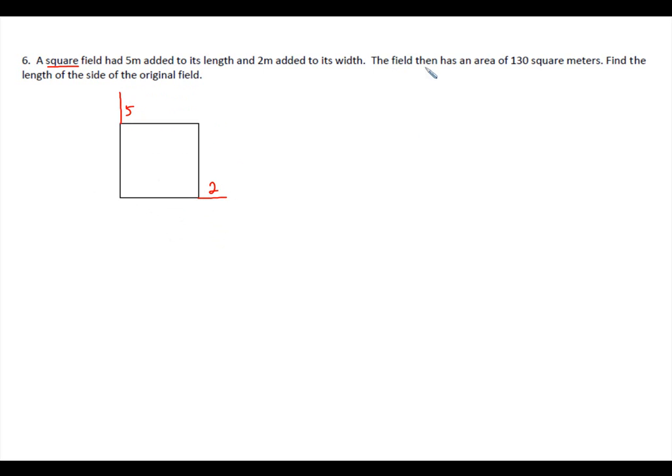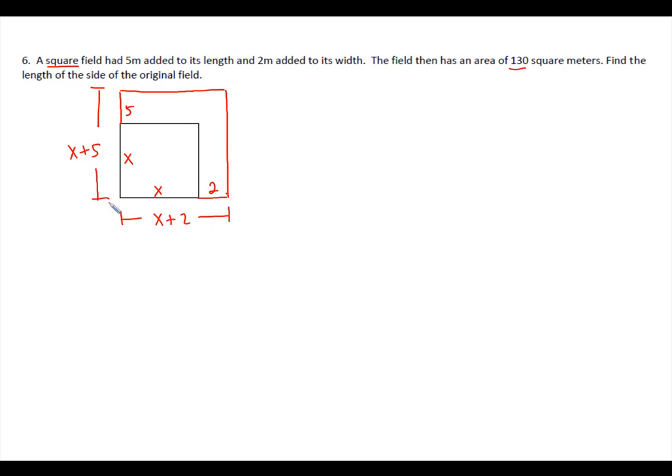The field then has an area of 130. Find the length of the side of the original field. Right, so we're trying to find the length of this original field here. Now remember, it's a square, so all these sides were equal. Right, so after we make it bigger, it becomes a rectangle. So this whole length here, after we've made it bigger, is going to be x plus 2. This side over here is going to be x plus 5.